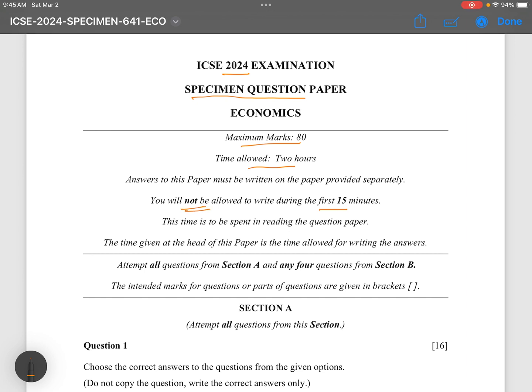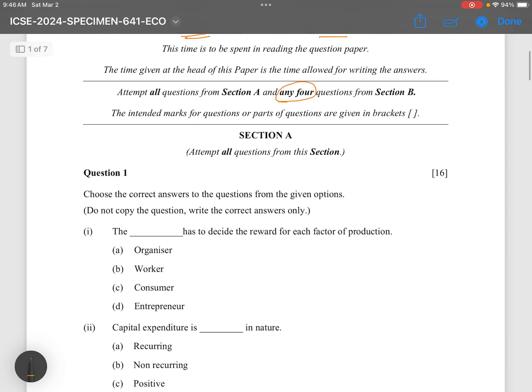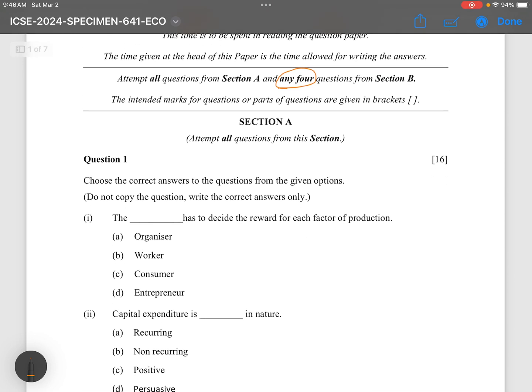These 15 minutes, you should make sure that you read the whole paper carefully and especially choose these 4 questions wisely. Don't waste this time at all. Also note that in section A, you have to attempt all questions. There is no choice. And make sure that you're not wasting time in copying the question. Do not copy the question. You just write the correct answers.